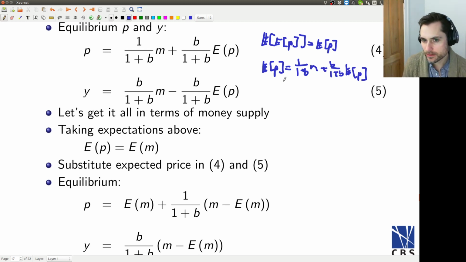So over here we're going to have 1 plus B divided by 1 plus B, and we're subtracting off B, so we're going to get 1 over 1 plus B times the expectation of P is equal to 1 over 1 plus B times M. Oh, there's an expectation there, isn't there? Let me rewrite this so I have the right thing on the slide when I save it. Of course, people don't know exactly what the money supply is going to be like tomorrow.